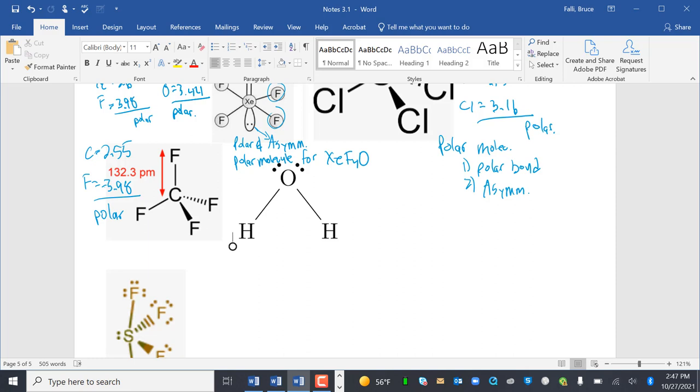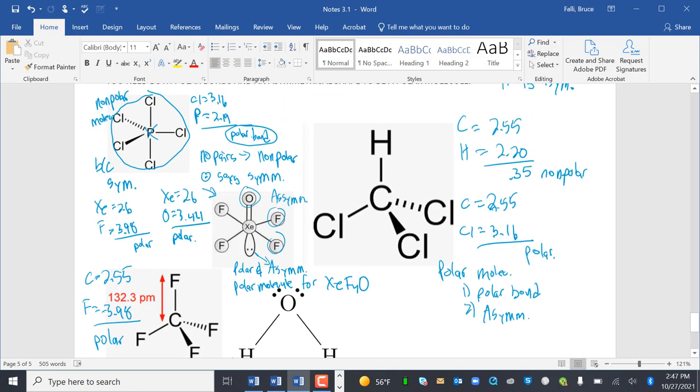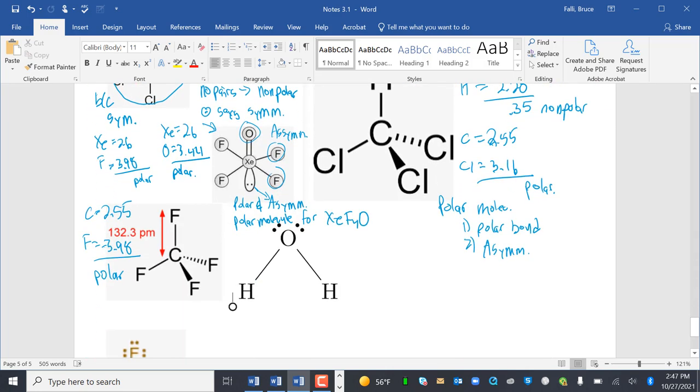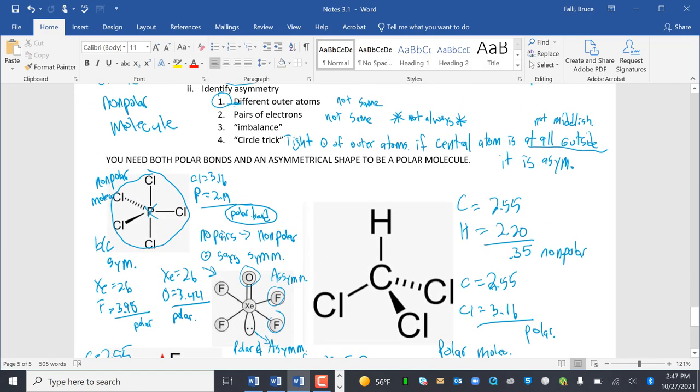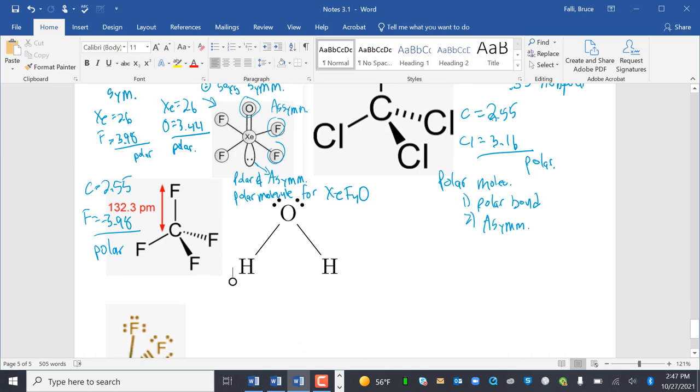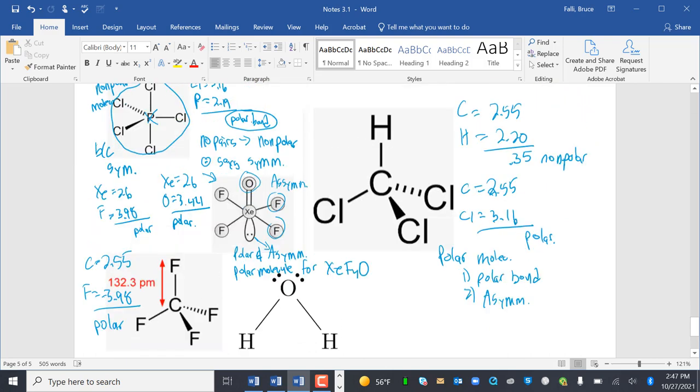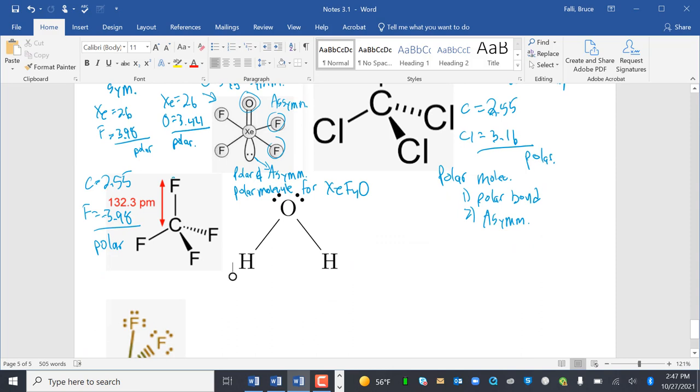Now, the shape, okay? So let's take a look at our shape thing again. Different outer atoms? Nope, they're all Fs. Pairs of electrons? No pairs. Imbalance? It looks pretty balanced to me. And it is, right? See, that's an even balance. And then the circle trick. Let's try the circle trick. Circle it tight. Okay, so it has polar bonds, but it is a symmetrical shape. So it is a non-polar CF4. Okay?